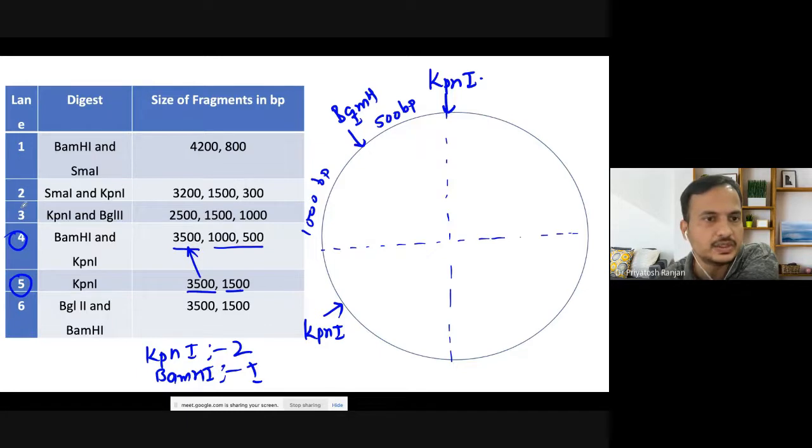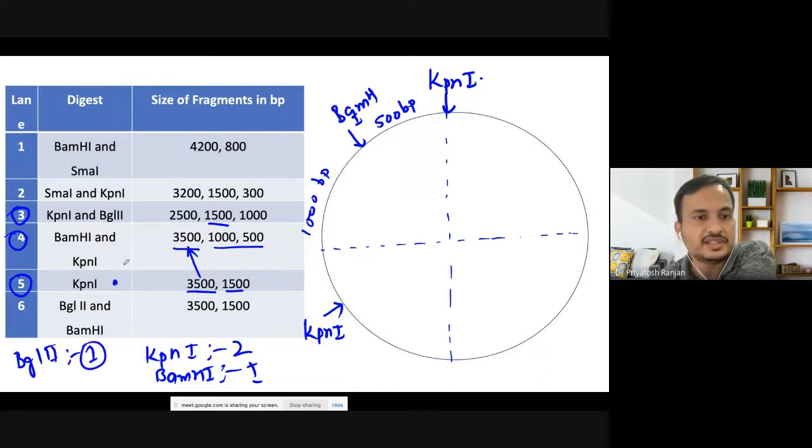Fifth, fourth done. Now we'll take KPN1 and BglII. Similar kind of information, you can deduce it from the third part. KPN1 has two sites, so it is going to generate two fragments. Where is this extra fragment coming from? From the site of BglII. So this gives me the information that BglII also has one site.